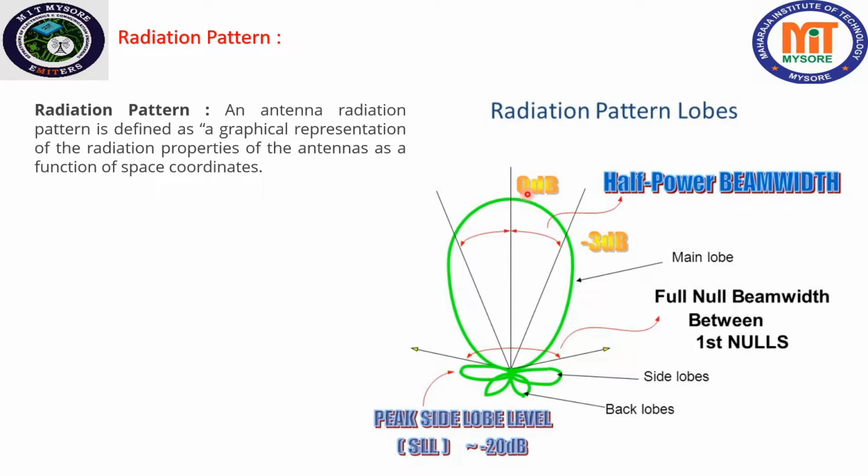And the maximum power of the main lobe is denoted as 0 decibels. So this is our reference, and at the half power point, that is minus 3 dB, if we draw a line and join the origin to the points of intersection of the line, then we will be able to measure the half power beam width.